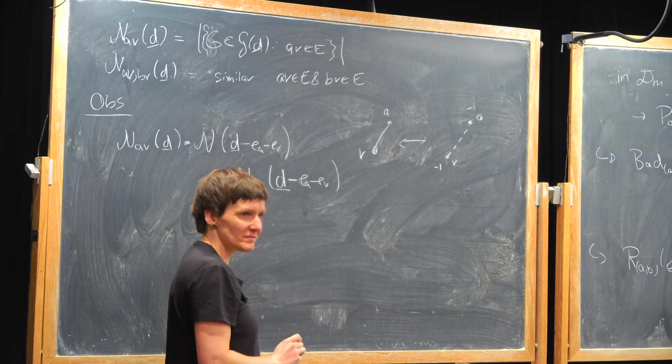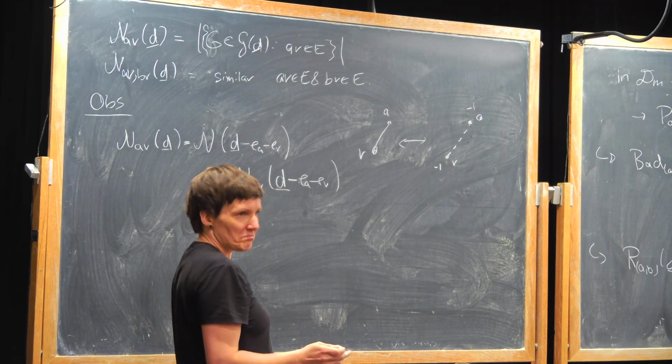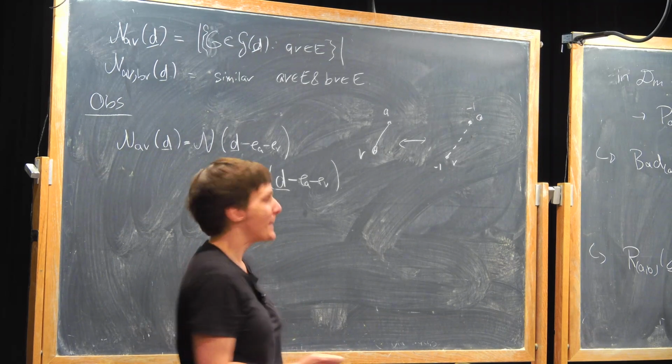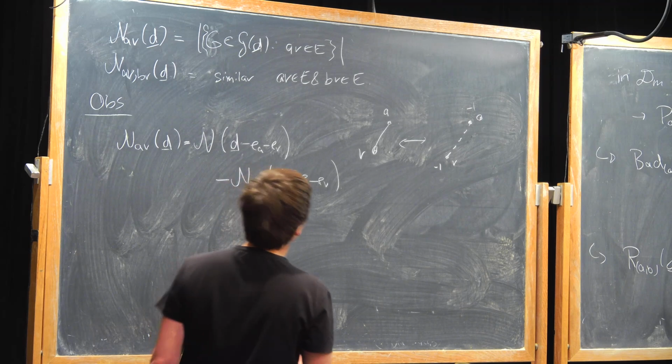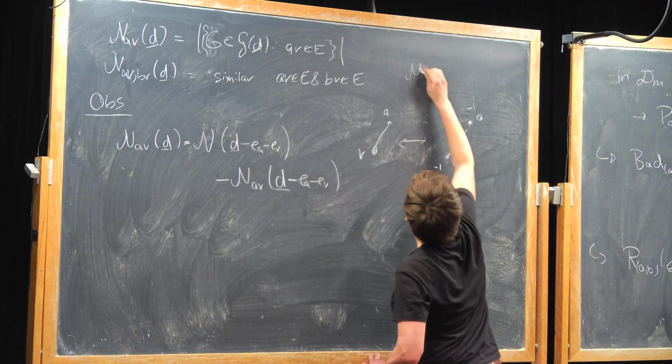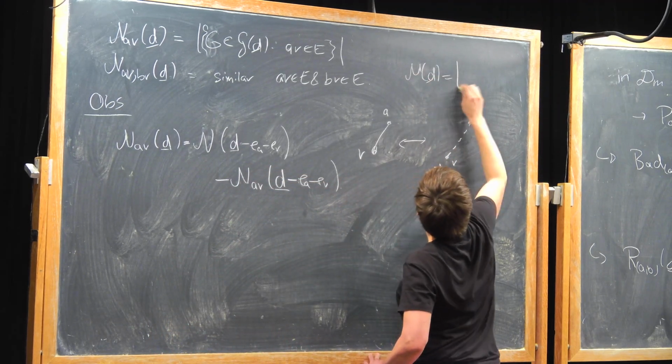Okay. Is that clear? Here the n without the subscript, just the number. Oh, yeah. And yes, N of D is just the size of G of D.